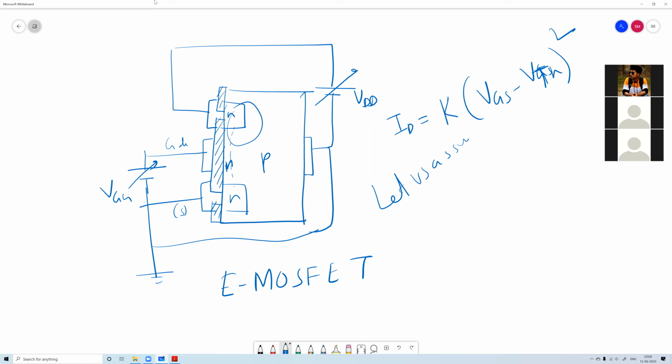What happens when I keep on increasing VDD? Let us assume VGS is greater than V threshold. Now what happens if I increase VDD? Breakdown. Listen, except for Zener diode, breakdown is something which we try to avoid at all costs. If everything goes into breakdown so easily, then there is a big problem. Only Zener diode breakdown is acceptable. Anywhere else, breakdown, avoid.